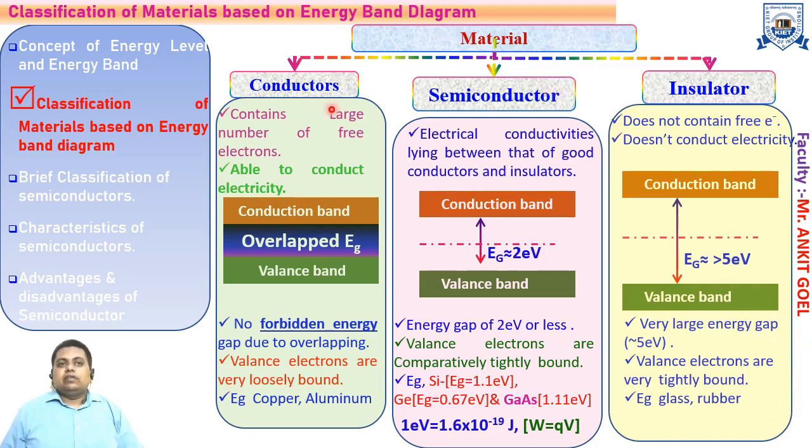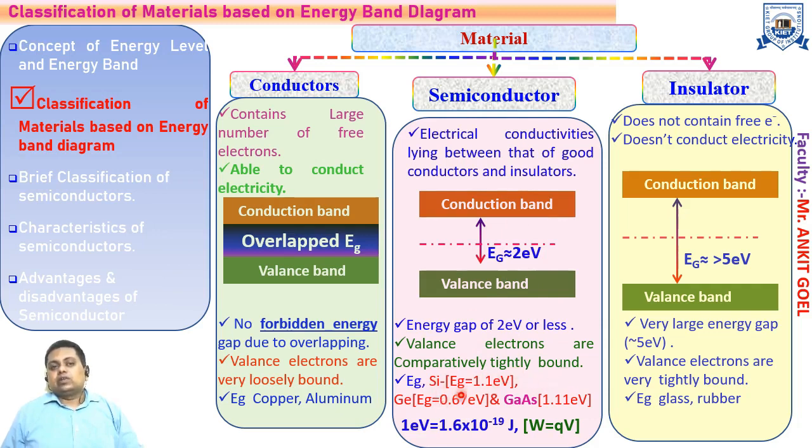If we talk about conductivity between conductors and insulators, we get the third type of material, which is called the semiconductor. A semiconductor is a material whose electrical conductivity lies between a good conductor and an insulator. In a semiconductor, valence electrons are comparatively less tightly bound.